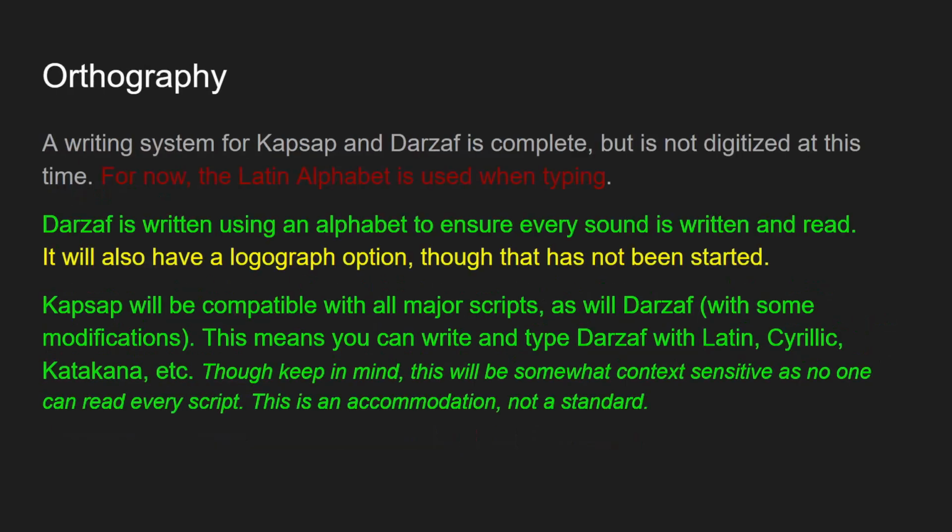Orthography. A writing system for Kapsap and Darzaf is complete, but is not digitized at this time. For now, the Latin alphabet is used when typing. Darzaf is written using an alphabet to ensure every sound is written and read. It will also have a logograph option, though that has not been started. Kapsap will be compatible with all major scripts, as will Darzaf with some modifications.